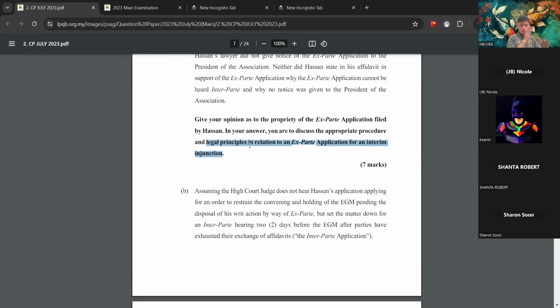Okay? So after you explain the case of American Cyanamid and what the ex parte injunction is, then you can go for the procedures. Is that okay?